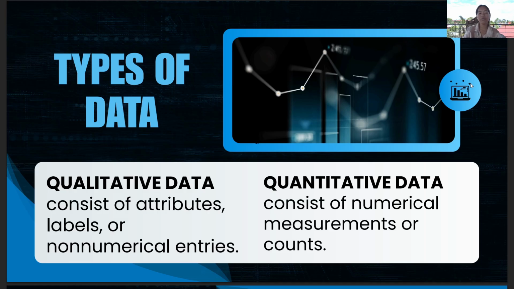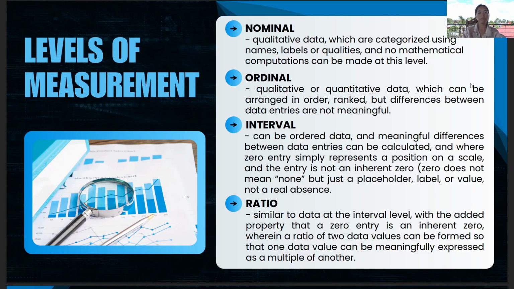We have the qualitative data and the quantitative data. Now, what are the differences between these two? Qualitative data consists of attributes, labels, or non-numerical entries. So it is more like identifying key themes and patterns. But on the other hand, quantitative data consists of numerical measurements or counts. So this is where we can also use a lot of statistical tools to arrive at a certain conclusion.